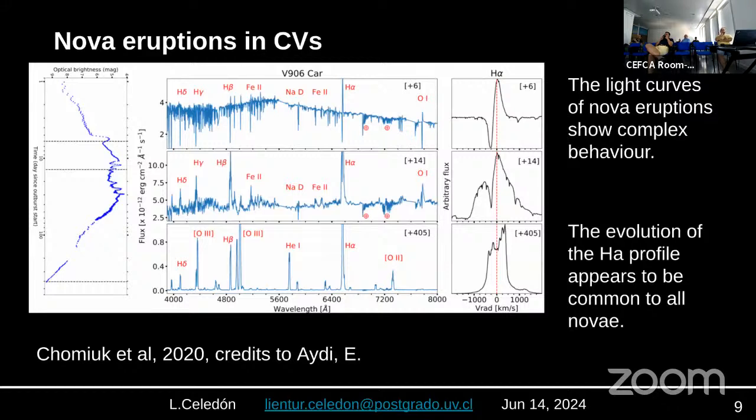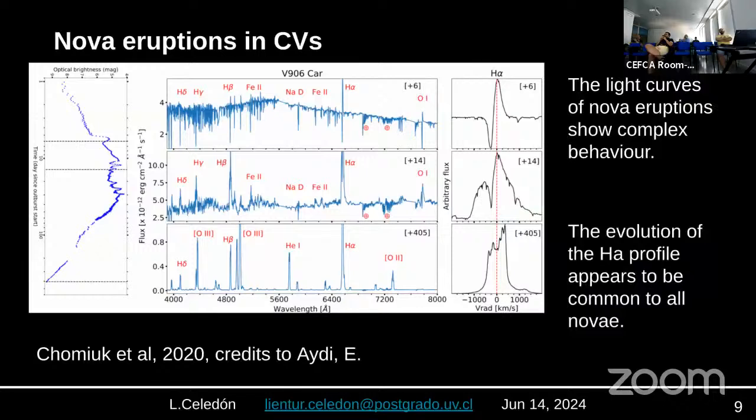So people have been hunting for novae. When they detect one, they point the telescope and start taking spectra of the system. Here we can also see the evolution of the spectrum as a function of time in the nova eruption. This is a nice example of how the evolution happens. This is V906 Carinae, and here are some spectra taken days after the eruption. At the beginning, when the system starts rising in light, the spectrum has this characteristic phase that we call the pseudo-photosphere phase.